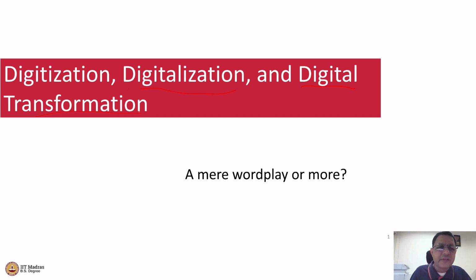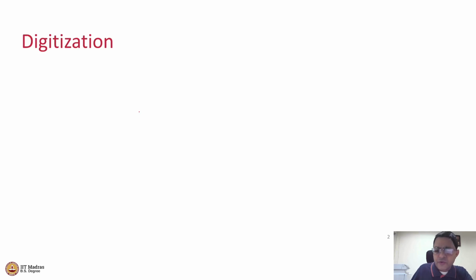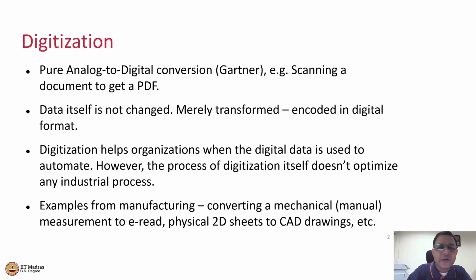So first of all, digitization. What do you think digitization is? To me, digitization is a very simple transformation of analog to digital. Pure analog to digital conversion is digitization. So we are not changing the information, we are not changing the data, we are simply changing the format of the data from being analog to digital. Why do I need digital data, digital information? So that it can be processed automatically.